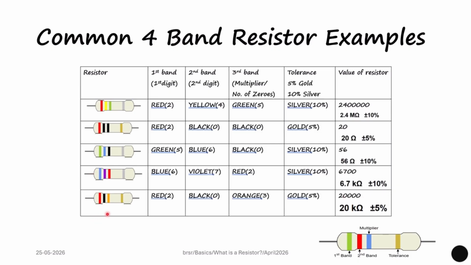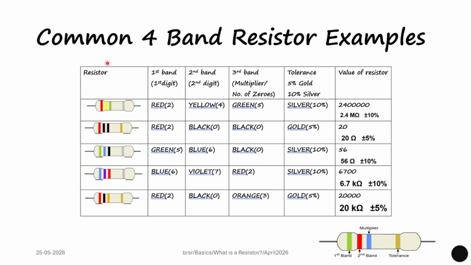The next example, you have red, black and orange followed by a gold band. So red means 2, black means 0, orange means 3, gold is 5%. So 2, 0 followed by 3 zeros, that is 20 kilo ohms plus or minus 5%. So this is the way we can calculate the value of the resistor.